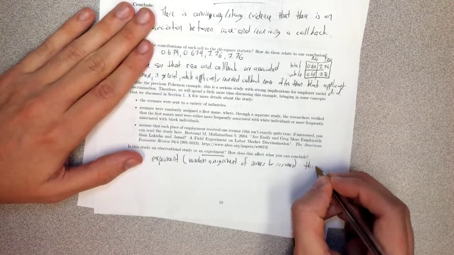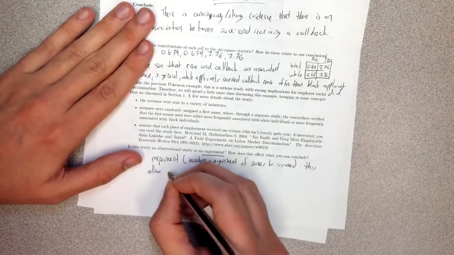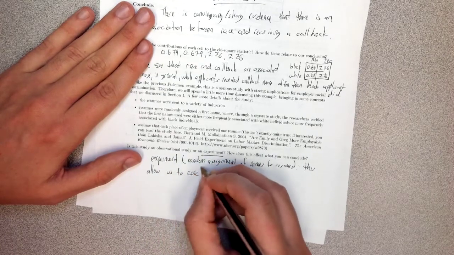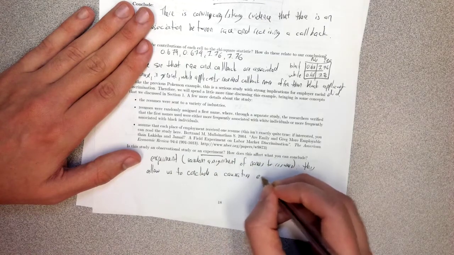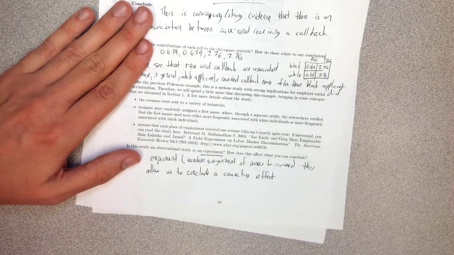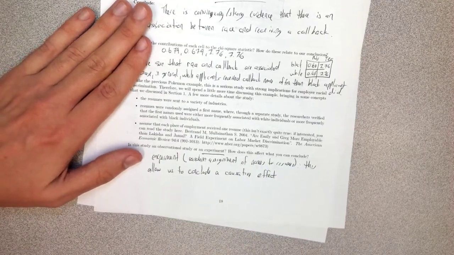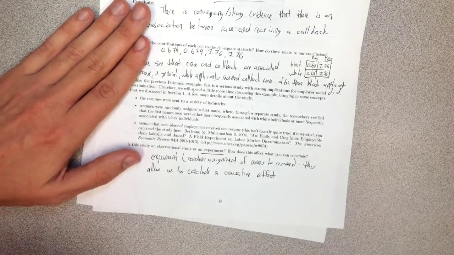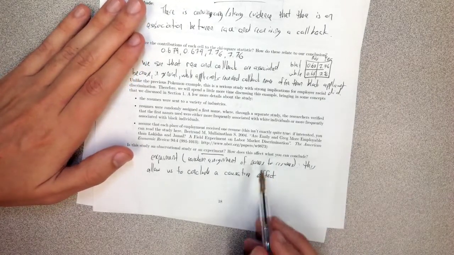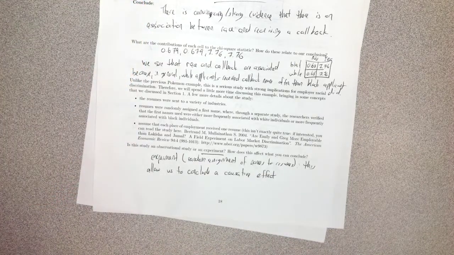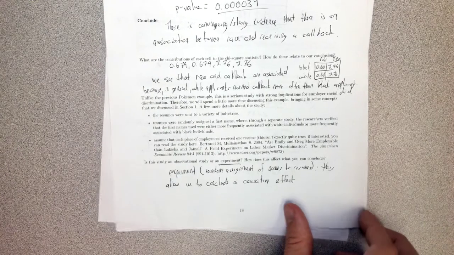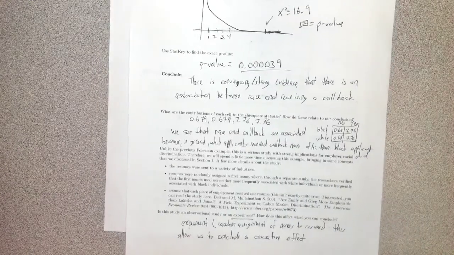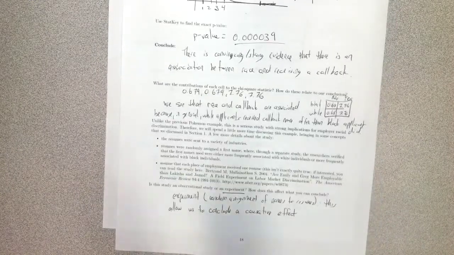This does allow us to conclude a causative effect. So we can say not just that race and receiving a callback were associated, we can say that race is actually a causative effect of whether or not an applicant receives a callback, which is a much, much stronger conclusion than just saying that the two variables are associated.